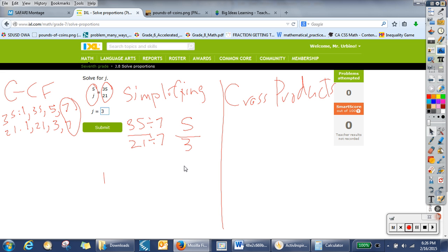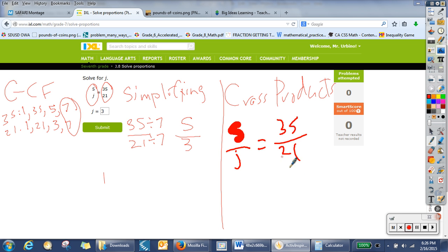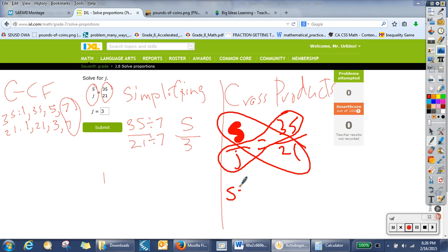If I would rather use my cross products, I would end up doing this. Alright, let's just use that 5. 5 divided by j is equal to 35 over 21. Now, if I'm using my cross products, I'm going to use the numbers that are across from each other. So here, I'm going to do 5 times 21 is equal to 35 times j.